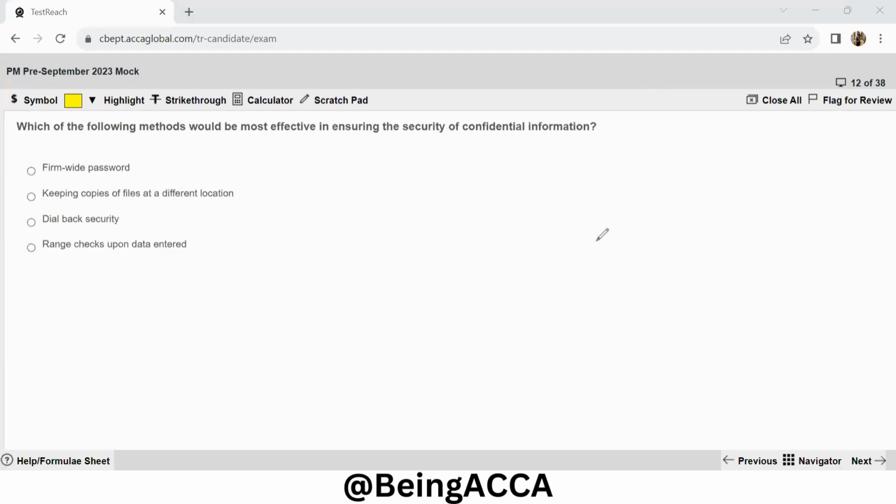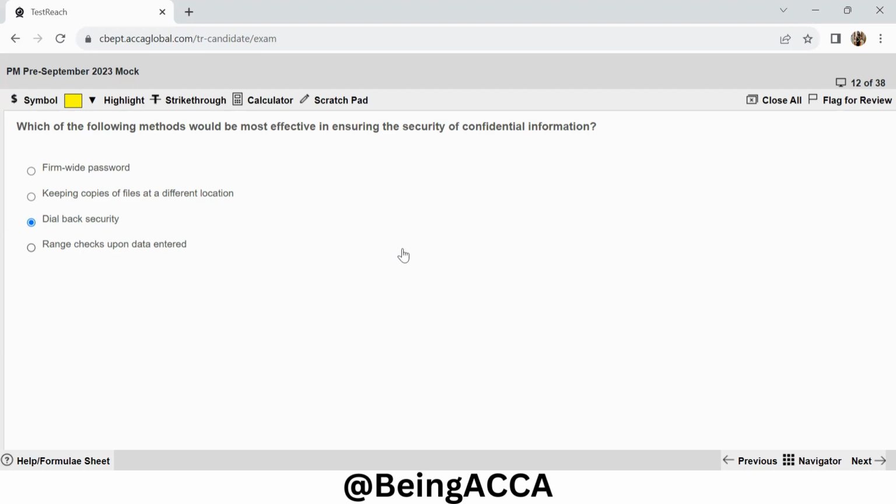Right. Which of the following methods would be most effective in ensuring the security of confidential information? So, dial back security is definitely something that is used as your most common method of securing your confidential information. Passwords should definitely be specific to individuals. They should not be firm-wide passwords, because what is the point of having a password if everybody knows it? So that is why firm-wide password will not be your option.